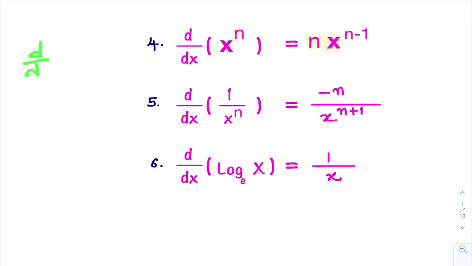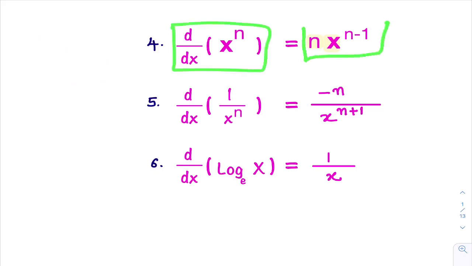Similarly, derivative of x power 4. Derivative of x power 4 is 4 into x power 4 minus 1. So derivative of x power 4 is 4x cube. So derivative of x power n is n into x power n minus 1. Okay, you need to memorize these formulas.